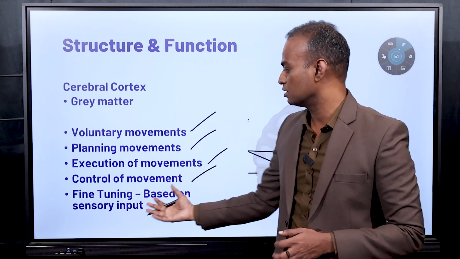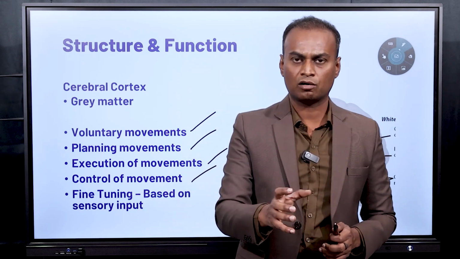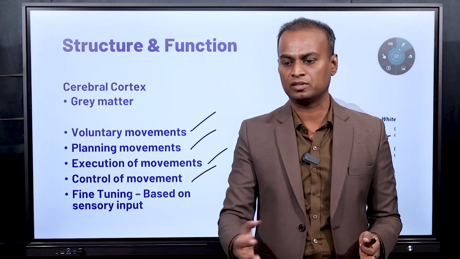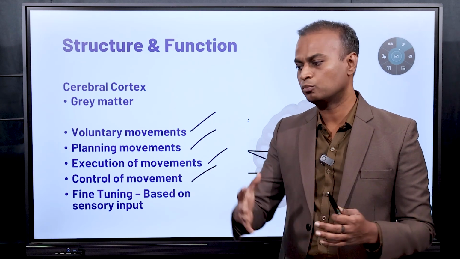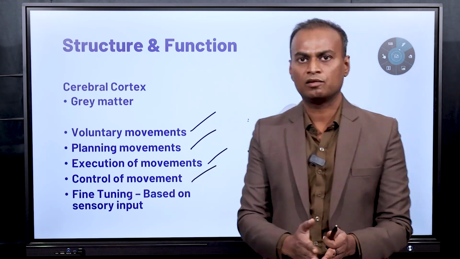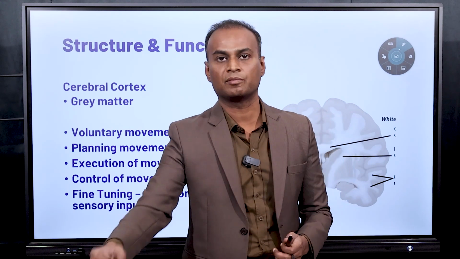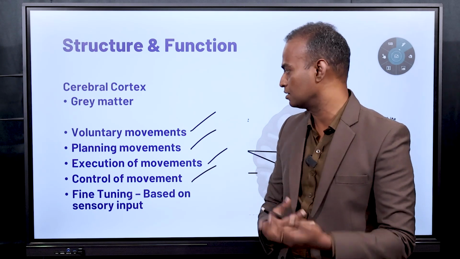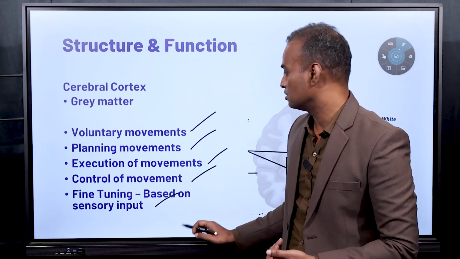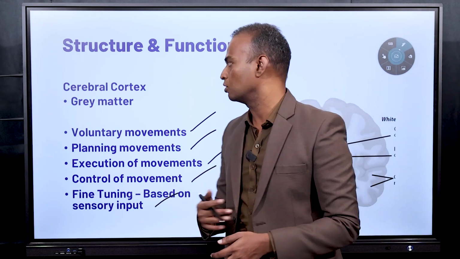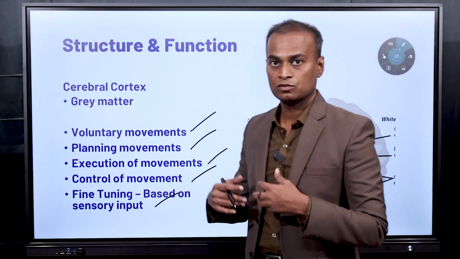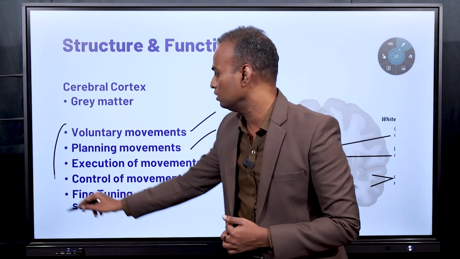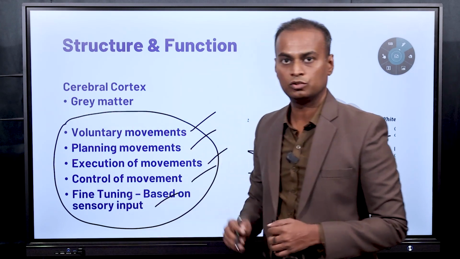Fine tuning based on the sensory input. When I am taking something, there can be fire in between or some chemicals in between. So I take a lot of sensory input from the surroundings, and if there is a fire, I will move my hand away from the fire and take the pen. Based on the sensory inputs, I can adjust my movements. All these are controlled by this cerebral cortex. So when there is damage to the cerebral cortex, all this will be impaired. That is the important one you need to know.